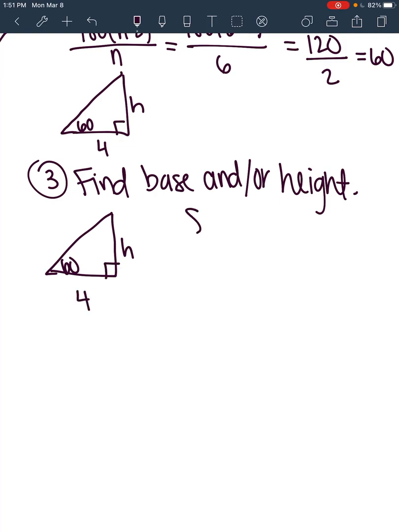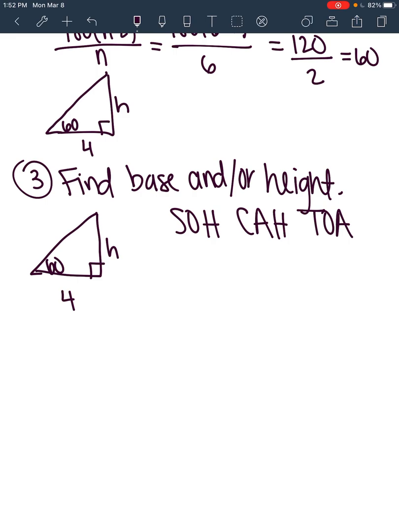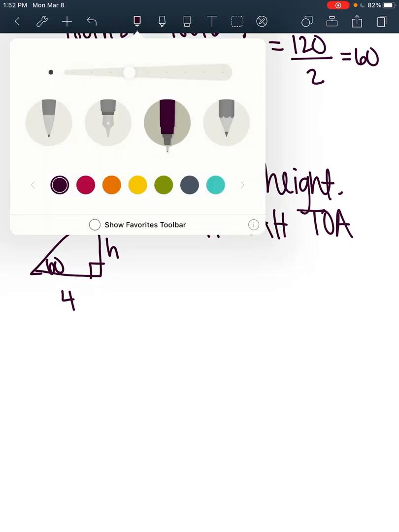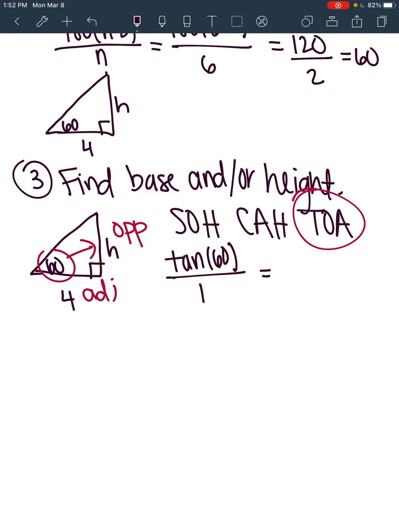So I'm going to write SOHCAHTOA to help me out. So that's sine, cosine, tangent. To find the height, I'm using the 60 degrees and h. So h is opposite to 60, and 4 is adjacent to 60. Opposite and adjacent is tangent. So tangent of 60 over 1 equals opposite, which is h, over adjacent, which is 4.